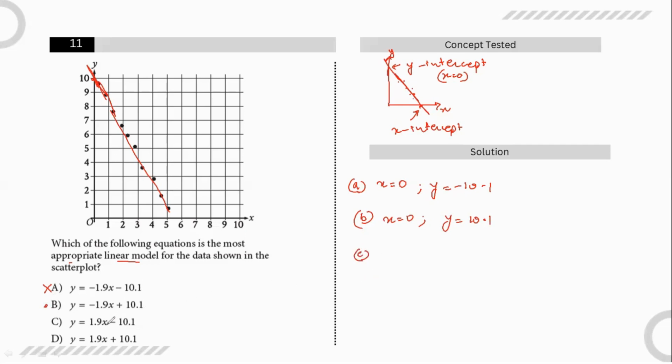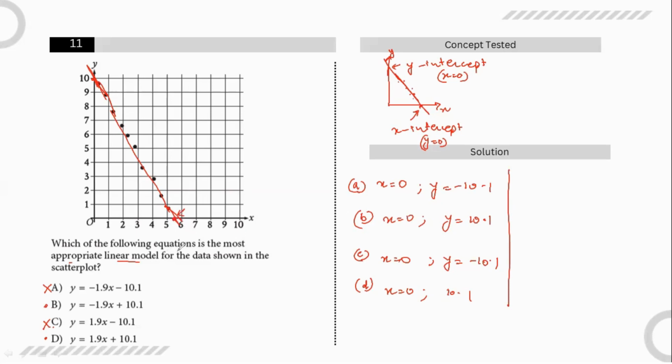Try substituting option C. If we substitute x as 0, y again comes out to be minus 10.1, which is not the case. We understood y has to be positive. Option D, substitute x as 0. If x is 0, y comes out to be 10.1. Now we are left with B and D. Now what will be this point? That's the x-intercept. At the x-intercept, y will be 0. Let's now substitute y as 0 in options B and D, and see how much we get x as.